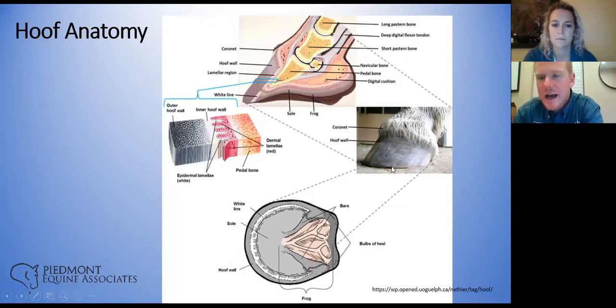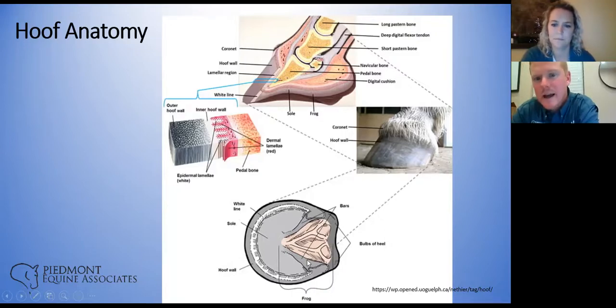This is just a gross picture of a horse's hoof. I think it's well balanced. You can look at the coronet band and the hoof wall. The other point I want to make out is in the lower diagram too. I know we're jumping, but look at the frog region.